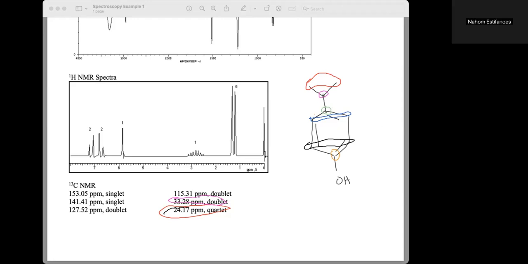Singlets. Singlets. Yep, I'm seeing that in the chat too. Since the green here and the orange here have no hydrogens, they're going to be singlets. So I would expect to see two singlets, and I do.